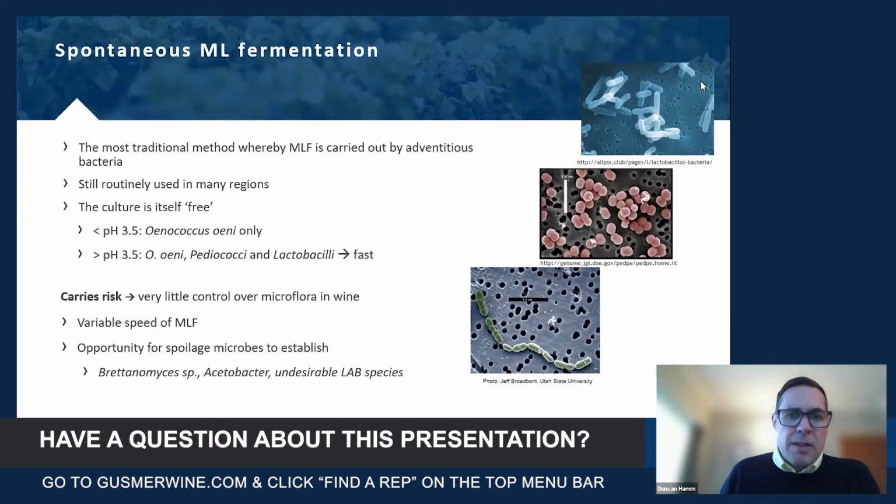Just to talk about spontaneous malo, and David made a really good comment earlier that some of the world's most famous and iconic wines still undergo spontaneous malo, where the malolactic happens, and it's carried out by adventitious flora. Now, this flora could come through from the vineyard, it could be in the winery environment, it could be on the equipment, but it's a case of waiting for this flora to inoculate the wine and to build up. It's still used quite widely in many regions, although over the last 20 years, there's certainly an overall trend or shift towards inoculation.